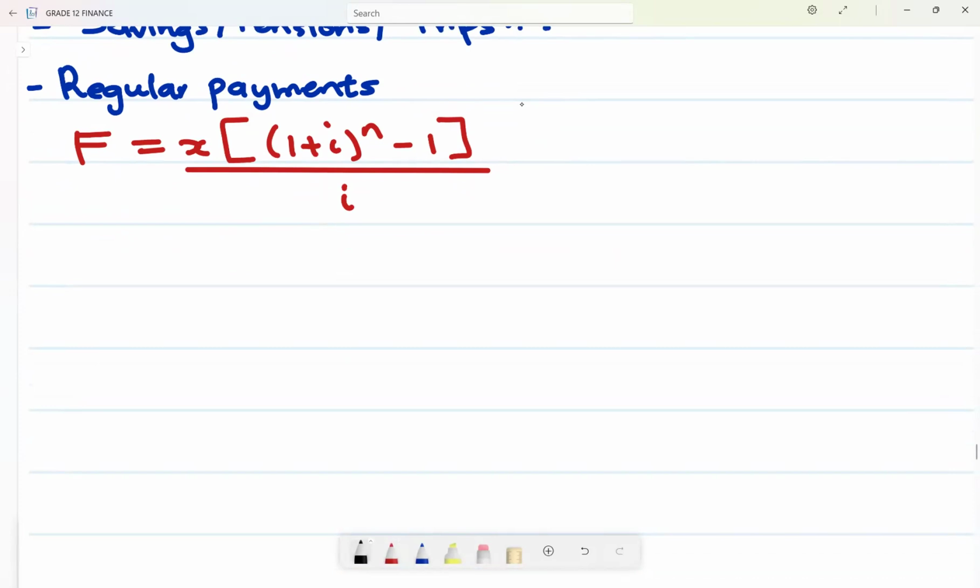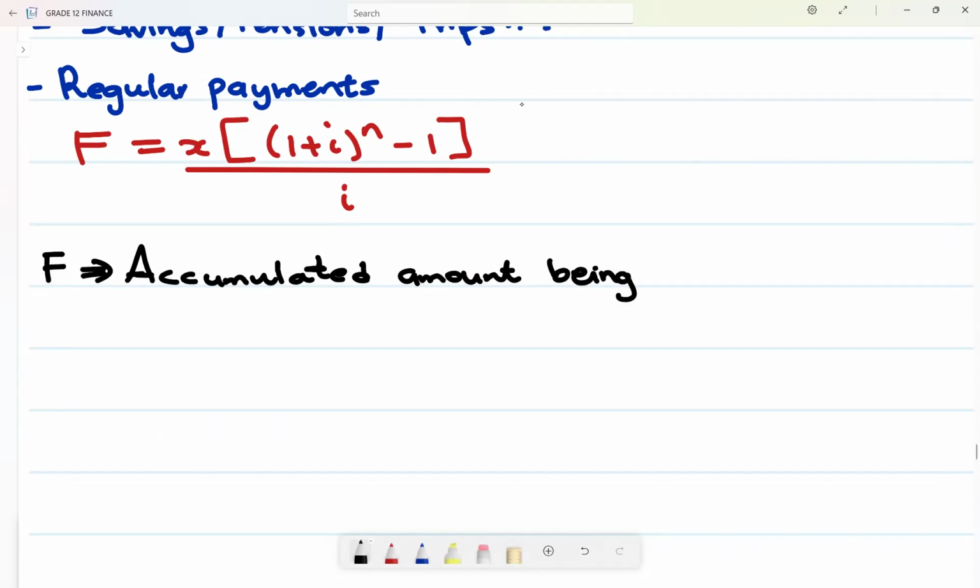What is F? The F there is the accumulated amount being saved, being invested. This is the accumulated amount being invested, okay? Or you can call it whatever you want to call it. But actually, it is the money that you will finally have at the end of the investment, okay?